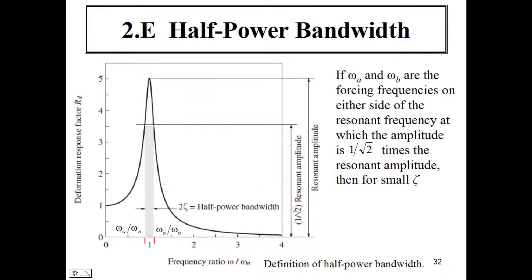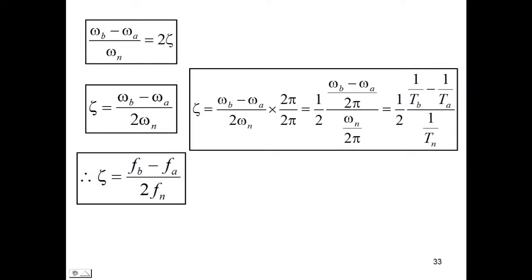Half-power bandwidth. An important property of the frequency response curve for Rd is the half-power bandwidth. The following figure shows the definition of half-power bandwidth. If omega A and omega B are the forcing frequencies on either side of the resonant frequency, at which the amplitude is 1 over the square root of 2 times the resonant amplitude, then for small zeta, we have omega B minus omega A over omega n equals zeta.